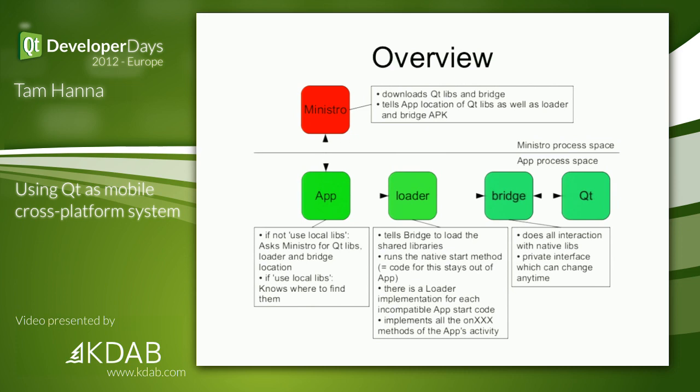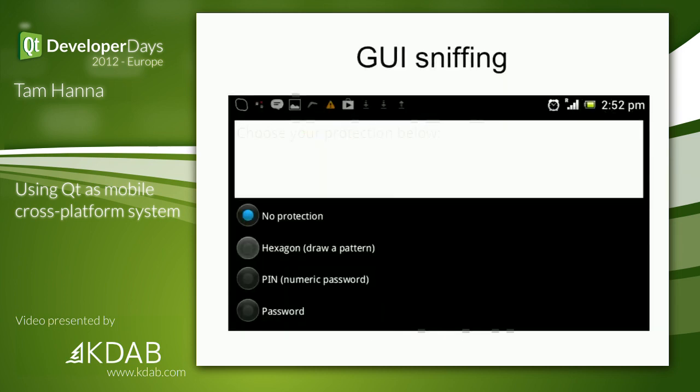And there is one more very interesting thing, which is the sniffing feature. The latest versions of Ministro analyze the GUI stack of your phone and adapt the look of the buttons and so on to make it look like a native app. An example for this is this ugly thing here.